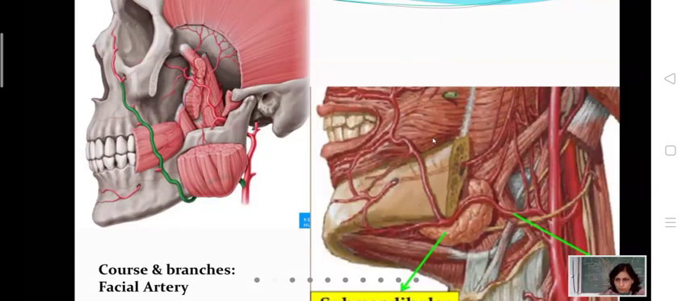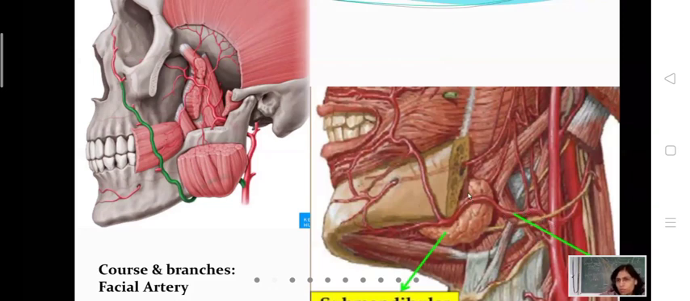Now, this is the common carotid artery dividing into external carotid artery and internal carotid artery. Facial artery is given by external carotid artery at the level of greater cornu of hyoid bone. Not shown here. Hyoid is, greater cornu is here. This is hyoid bone. So it arises at the greater cornu of hyoid bone.